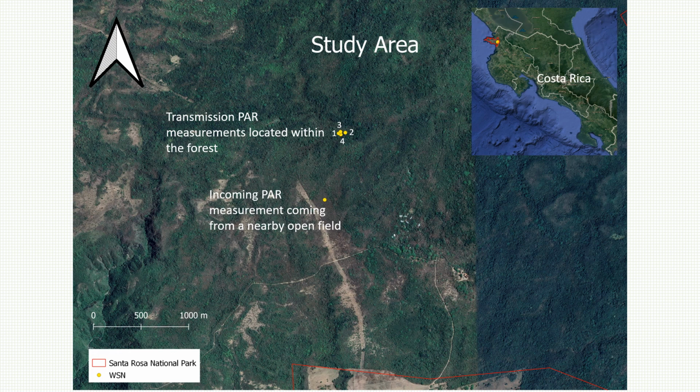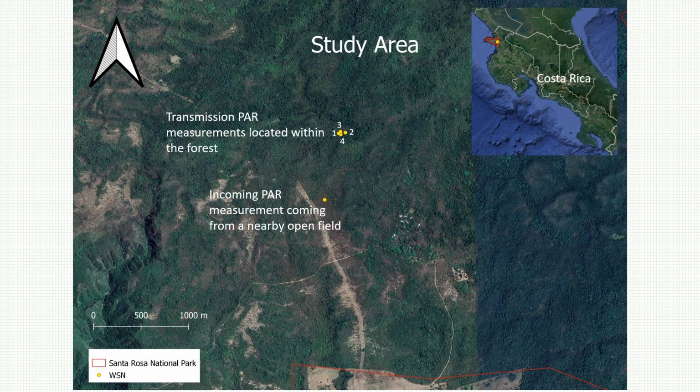The study area for this project is Santa Rosa National Park in Costa Rica, located in the northwest corner of the country. The biome for this study is the tropical dry forest. On this map, you can clearly see the points denoting the location of the wireless sensor network. You may notice one point clearly separate from the rest. This is the incoming solar sensor, which is taken in a field, not to be blocked by forest canopy.